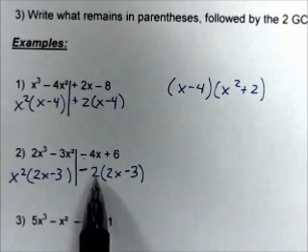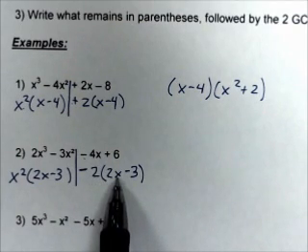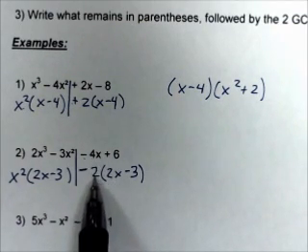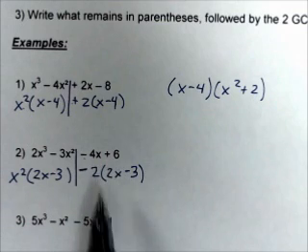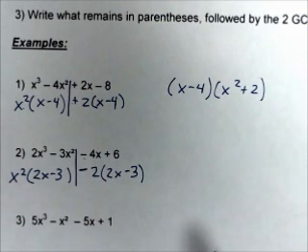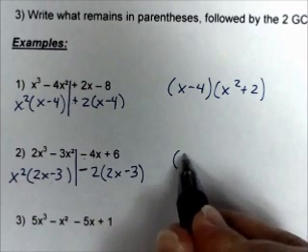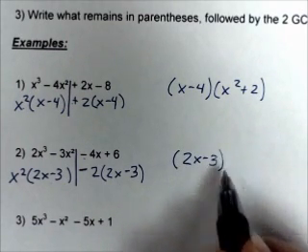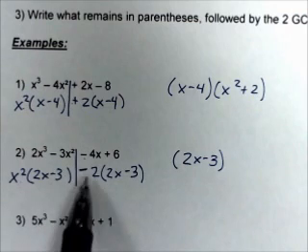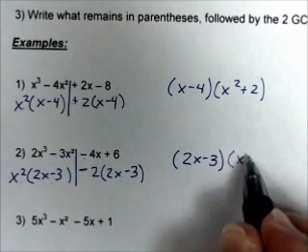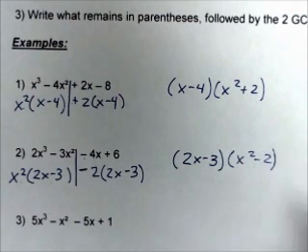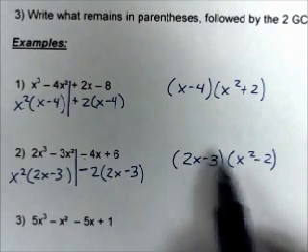Right? Check that. If I take negative 2 times 2x, I get negative 4x. Negative 2 times negative 3 would result in positive 6. Okay, so what's inside the parentheses is the same. That's one of our final factors. And then what's left outside, the x squared minus 2, is our other factor. And this is factored completely.